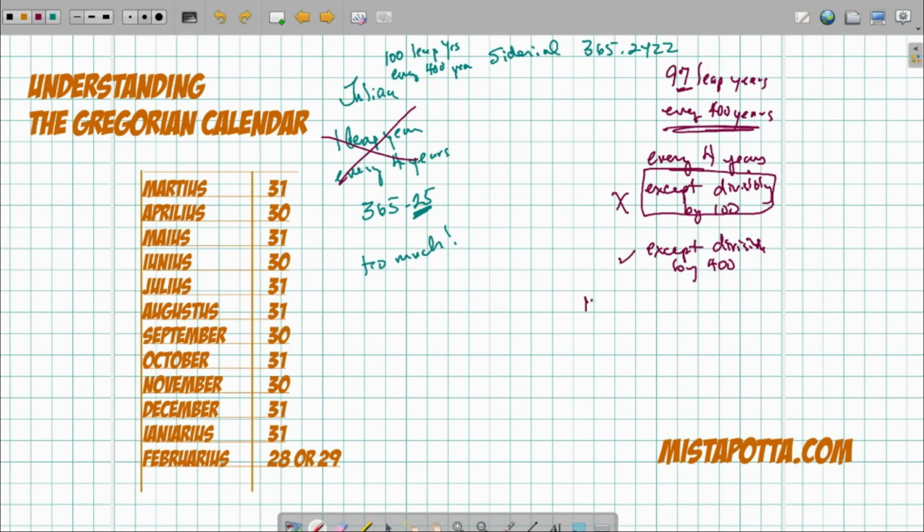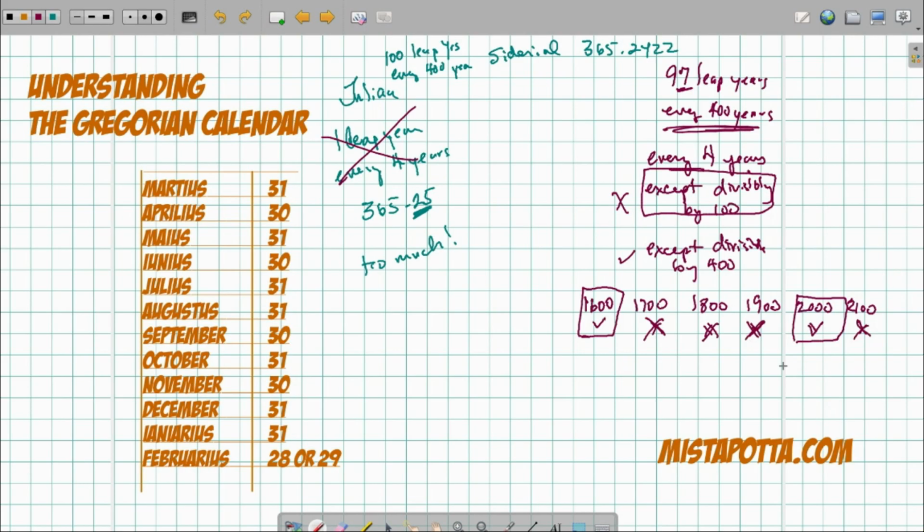So the idea is that 1600 is going to be a leap year. 1700? No. 1800? No. 1900? No. 2000? Yeah. 2100? No. The idea is that only these years that are divisible by 400 get to keep their leap years. The ones that are not divisible by 400 but are divisible by 100, they lose theirs.